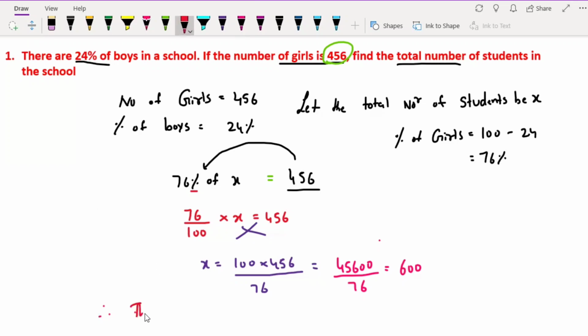Therefore, the total number of students in the school are 600. That's it for the first solution. Let us go with the next one.